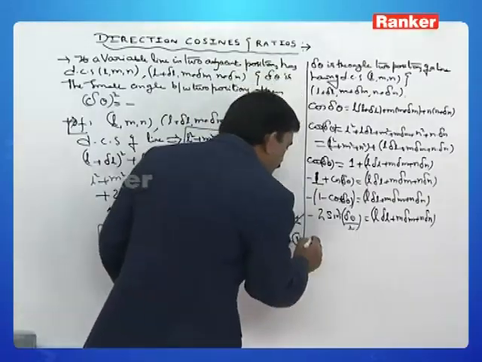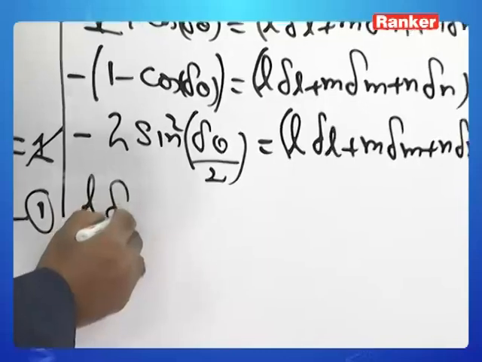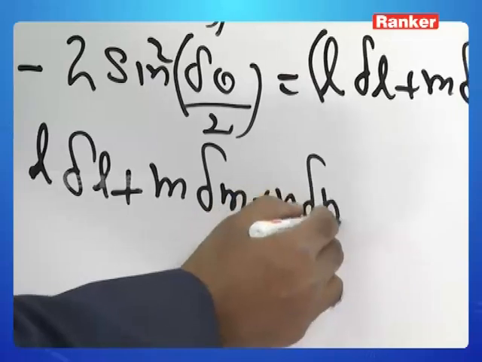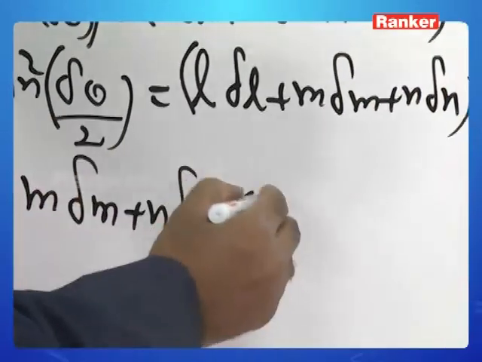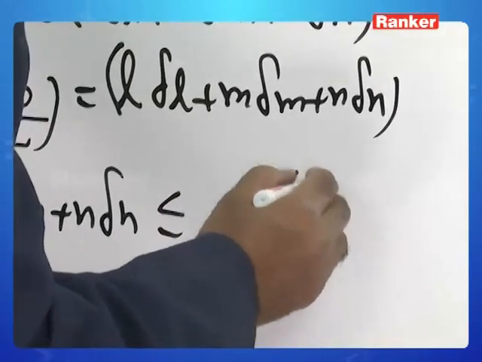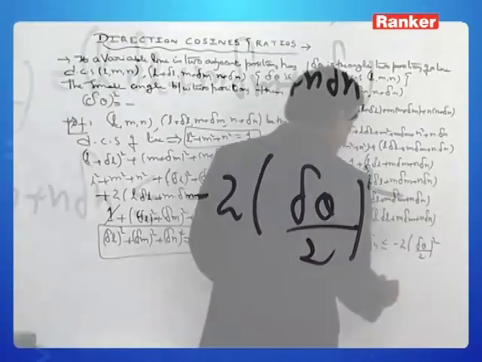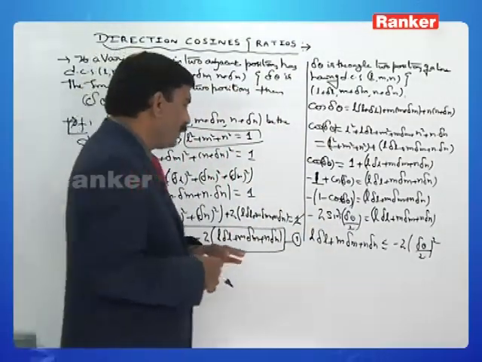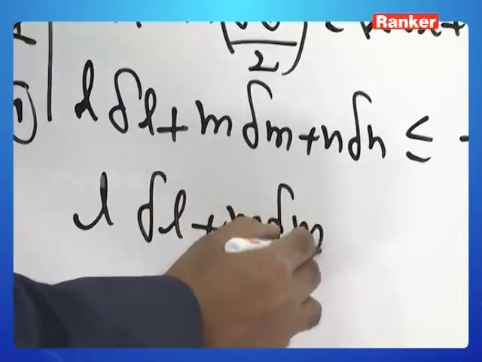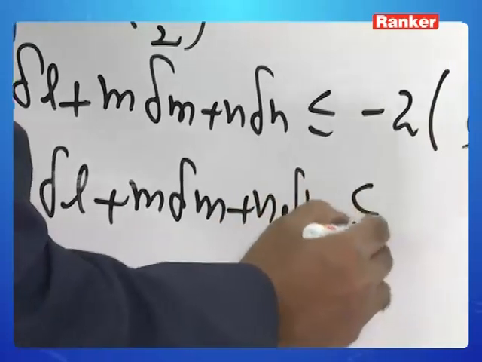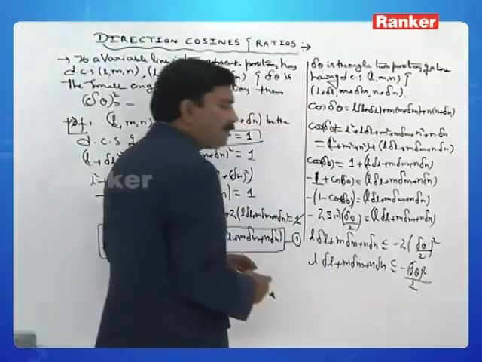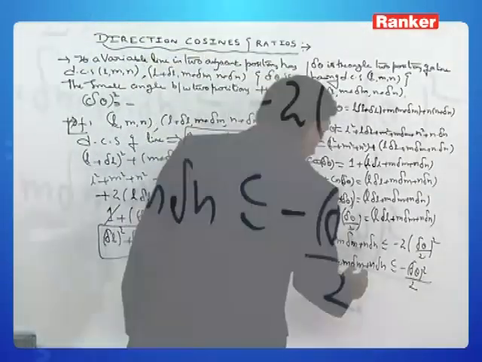I can write this as L into dou L plus M into dou M plus N into dou N is less than or equal to minus 2 into dou theta by 2 whole square, which is less than or equal to 1. So therefore I can write L into dou L plus M into dou M plus N into dou N is less than or equal to minus dou theta whole square by 2. 4 comes, 2 gets cancelled.